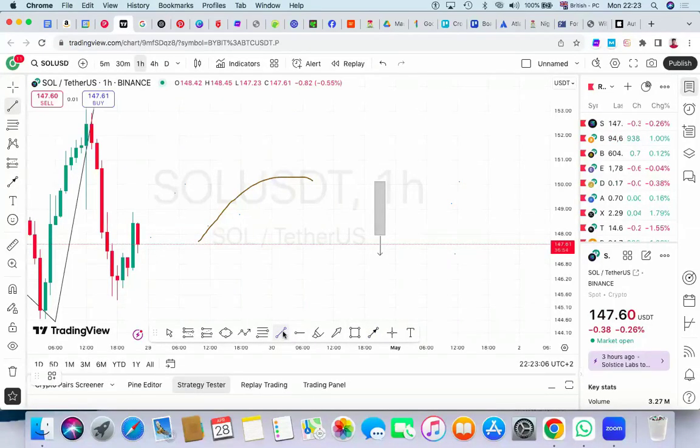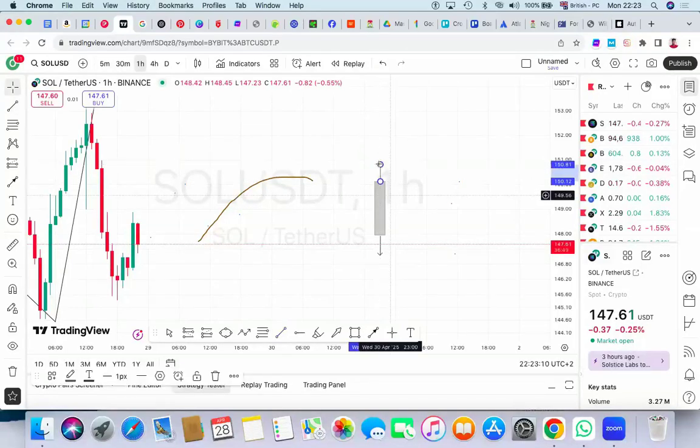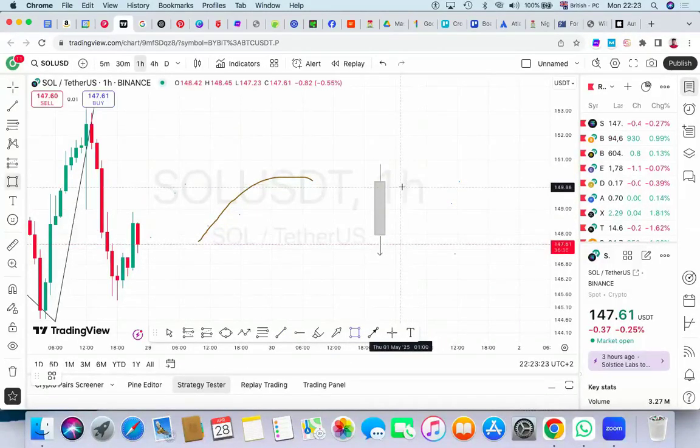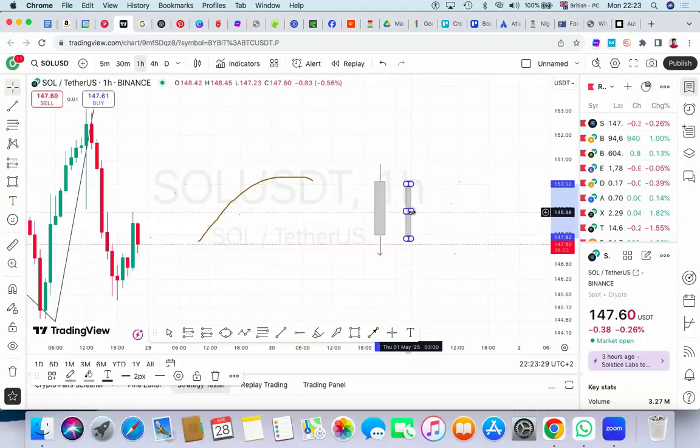Let me use this trend line instead. So a Marabozu candle is this, which the body is very big and it has a tiny wick at times. So this is the first scenario of a Marabozu candle. And another Marabozu candle you will just see like this, and it will not have the wick. It just has the body.